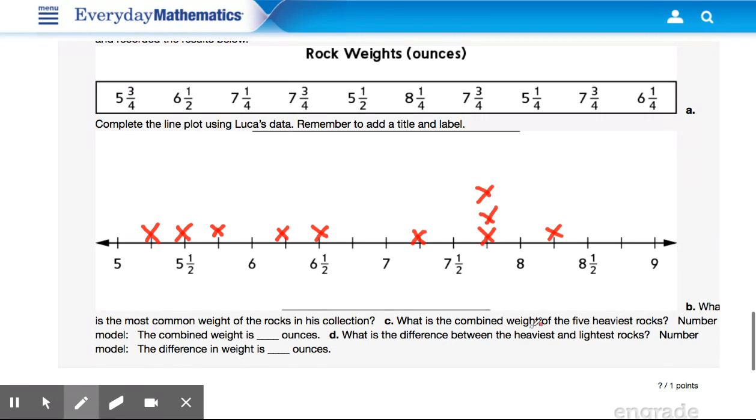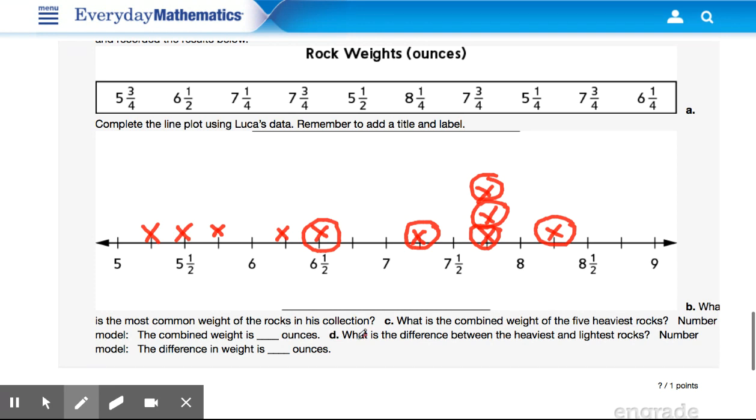What is the combined weight of the 5 heaviest rocks? That means I would be adding 8 and 1/4 plus 7 and 3/4 plus 7 and 3/4 plus 7 and 3/4. You have to add each of those because these are 3 separate rocks. Then I would add plus 7 and 1/4 plus 6 and 1/2 or 6 and 2/4. When you add those numbers together, you get an answer of 45 and 1/4. So that would be the combined weight in ounces.